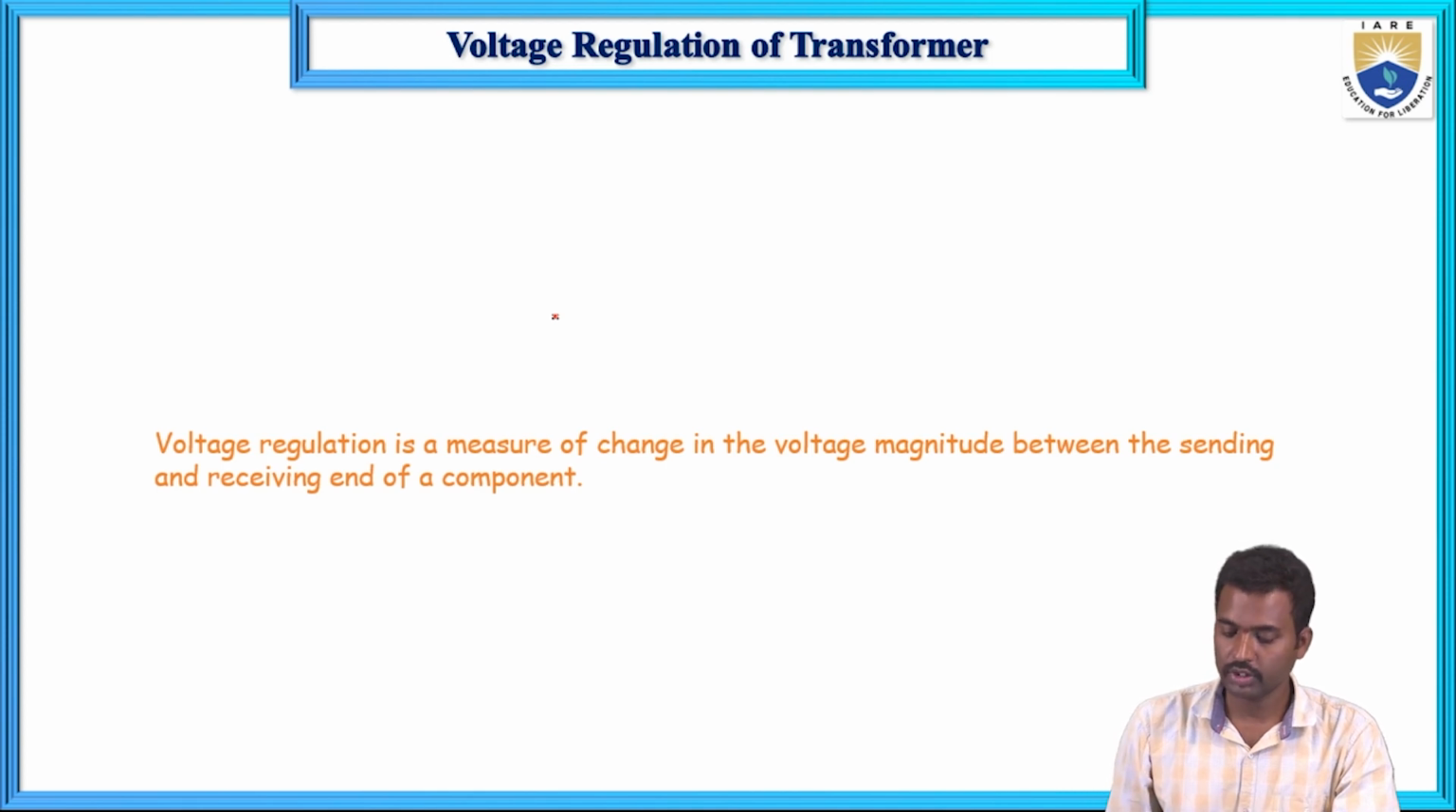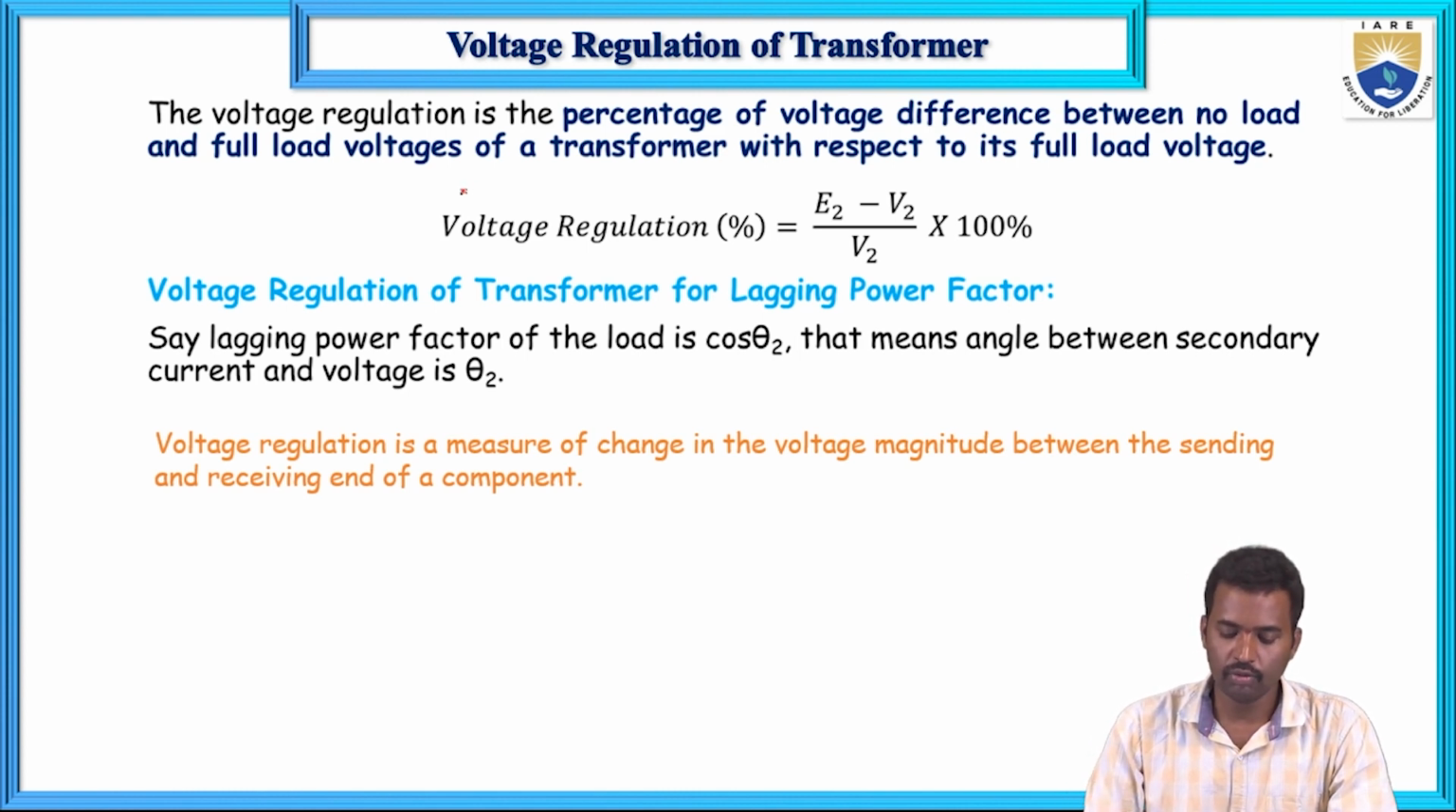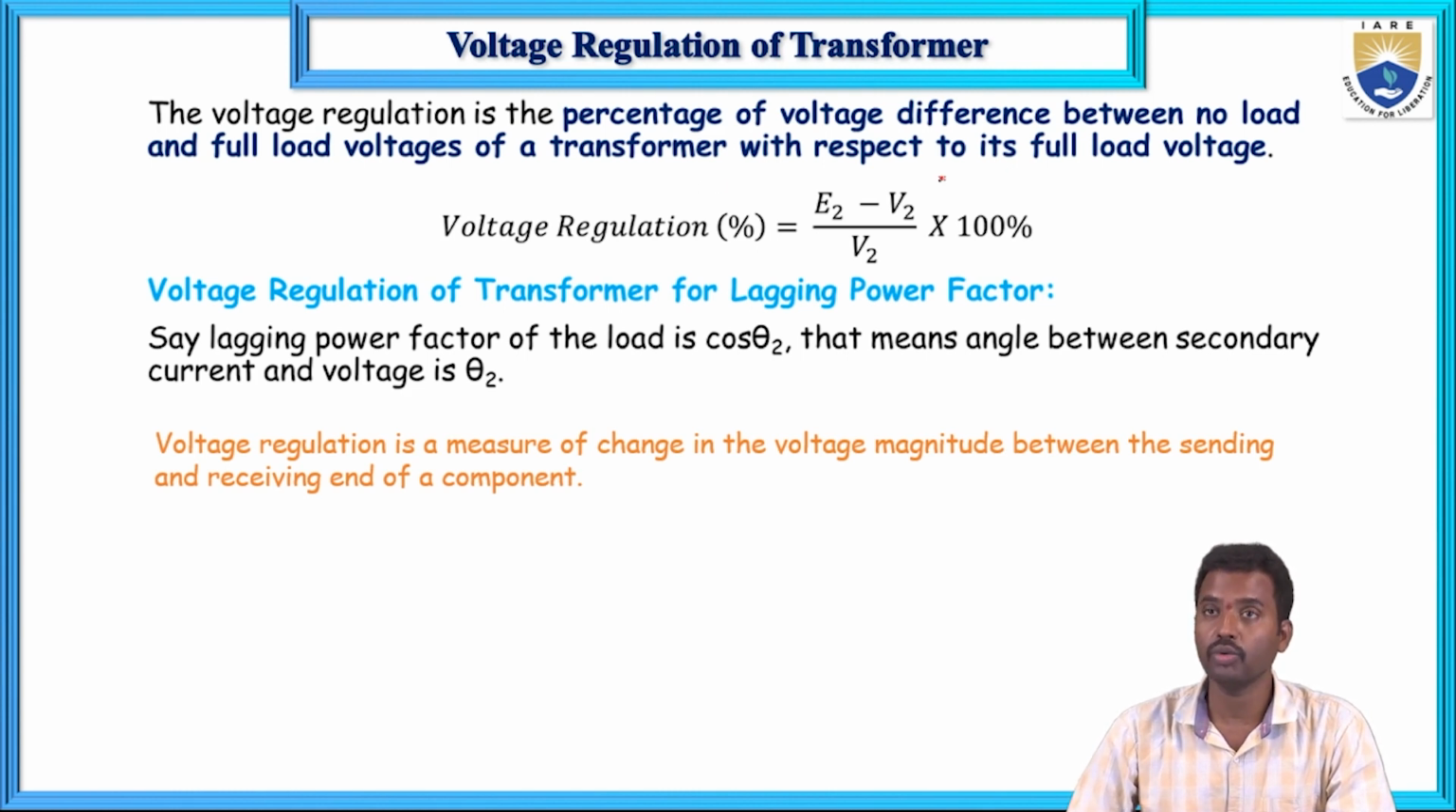If you see the definition, percentage voltage regulation means the voltage difference between no load and full load voltages of the transformer with respect to its full load voltage. So here it is (E2 minus V2) divided by V2, into 100.